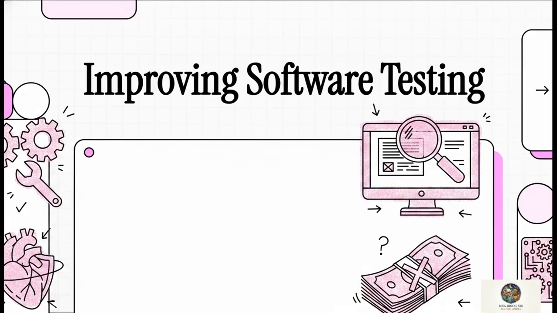Software literally runs our world, and based on the source material we're unpacking today, testing isn't just about making sure a Buy Now button clicks correctly. It's about preventing catastrophic financial ruin and, quite frankly, protecting human lives.